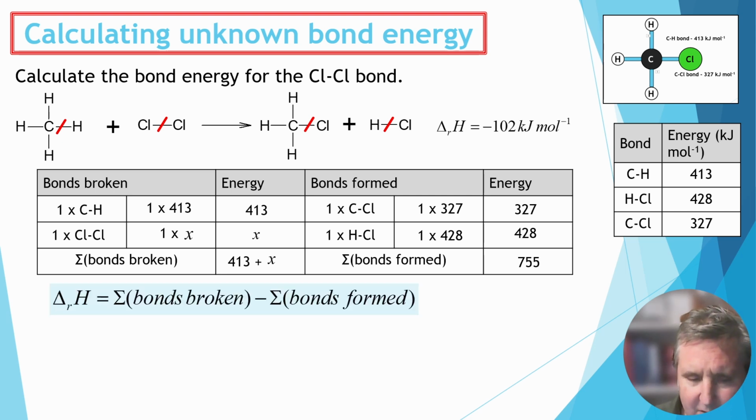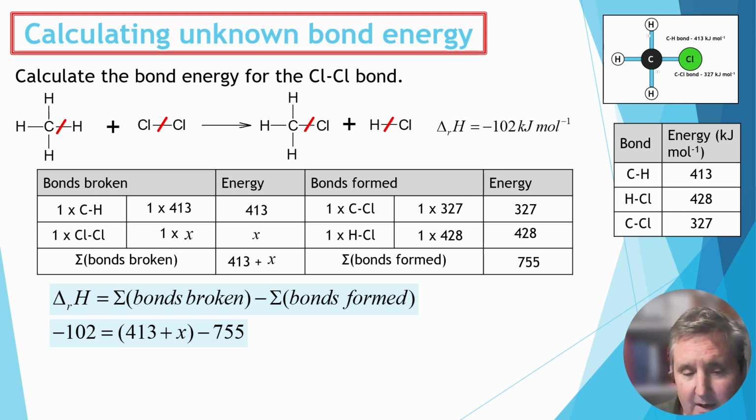We can now substitute into our equation, our enthalpy equation. But remember, we also have this value at the top for enthalpy, negative 102. So we're going to go ahead and substitute that in with our delta H. And then we're going to put the bonds broken and the bonds formed in their correct place. And we end up with this equation here. So minus 102 equals, brackets here, 413 plus x minus 755.